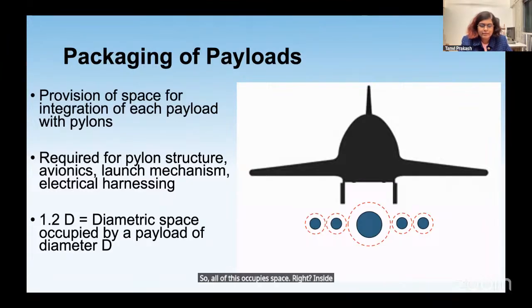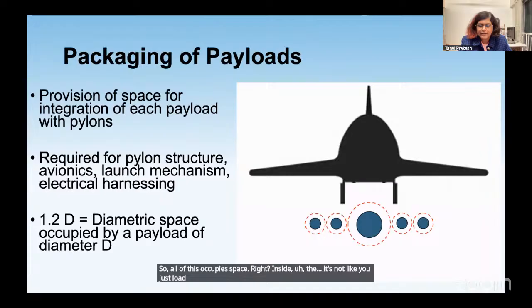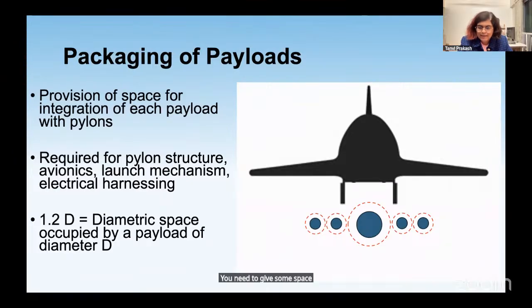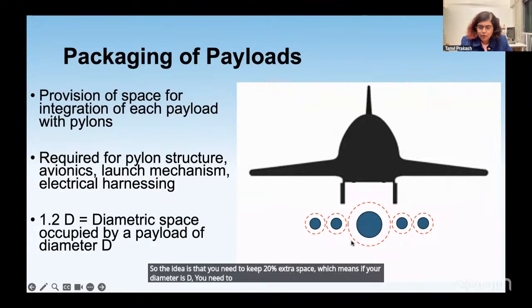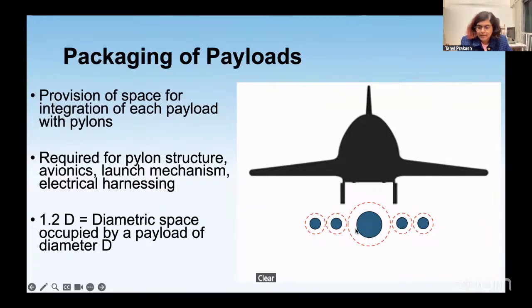Inside, it's not like you just load these cylinders inside and your job is done. You need to give some space around each payload as a conceptual aircraft designer. So the idea is that you need to keep 20% extra space, which means if your diameter is D, you need to keep 1.2 D of space diametrically clear around that payload, right?